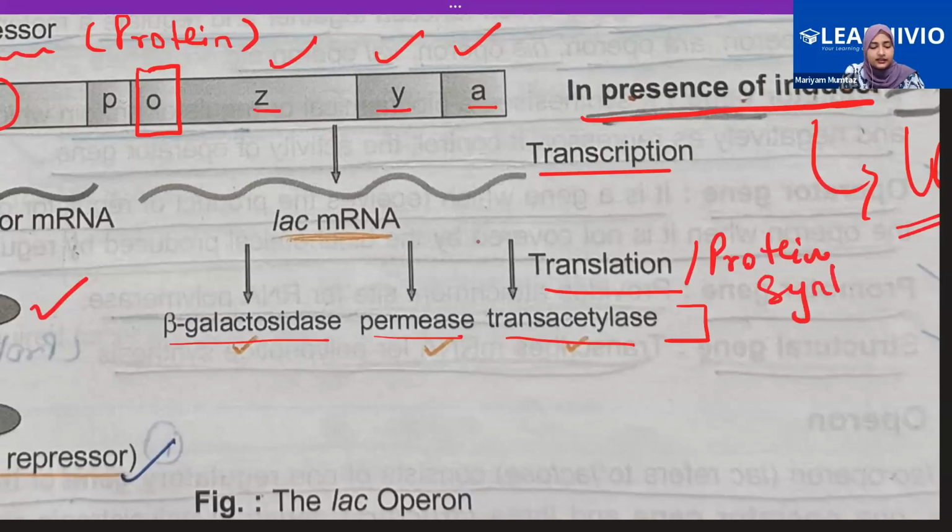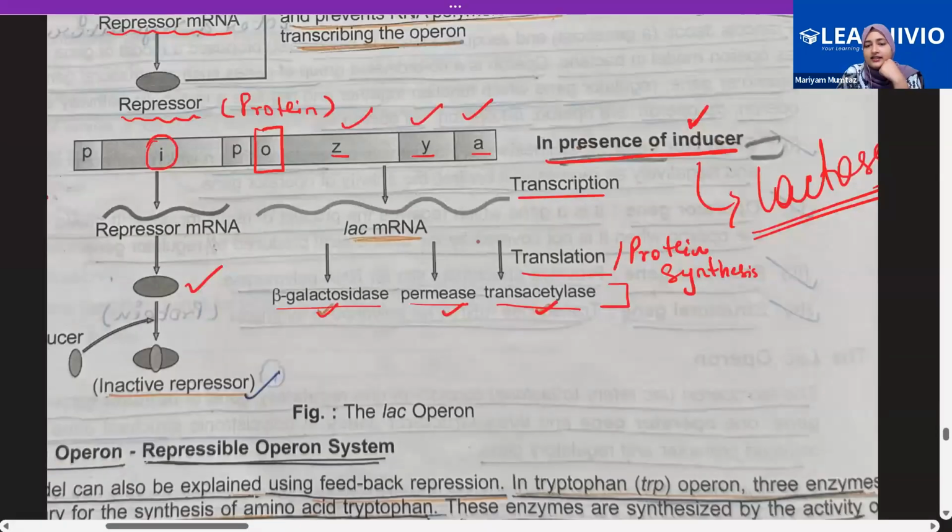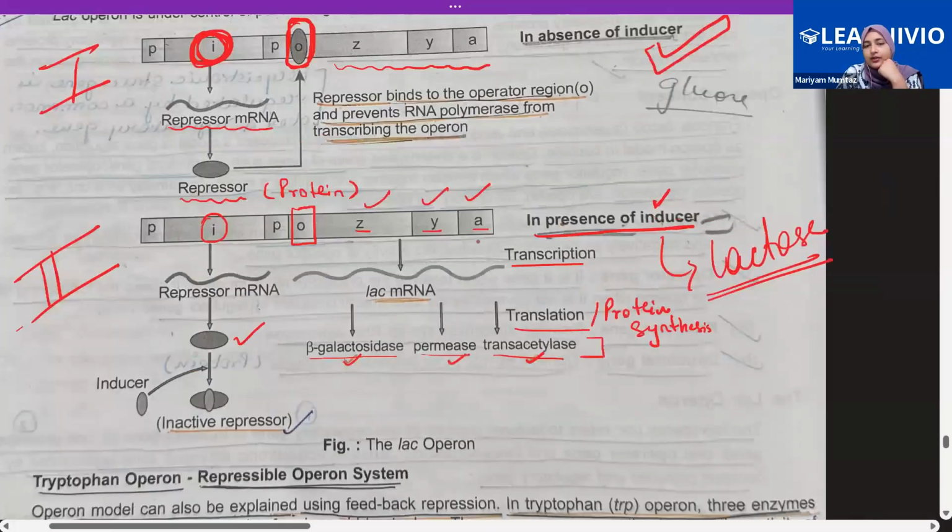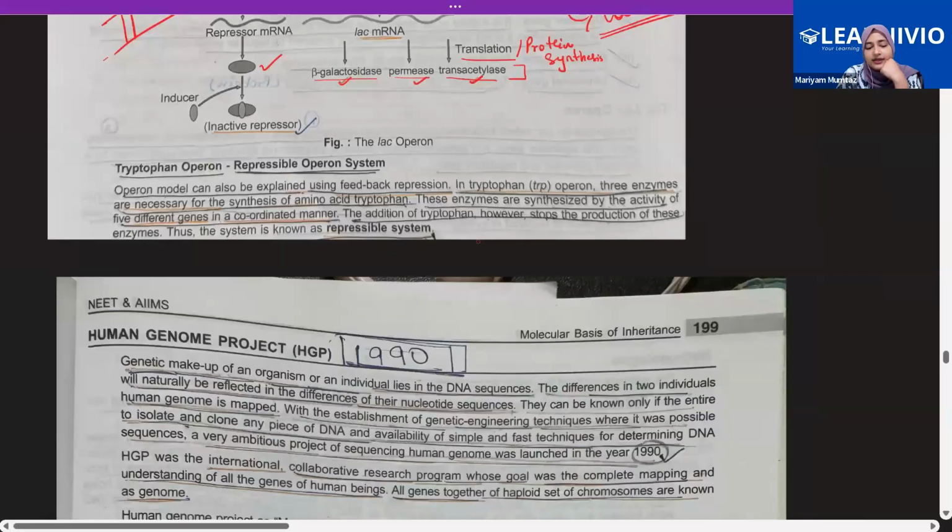So basically during this, what happens is that ultimately these enzymes are supposed to be proteins only. So in order for them to be formed, the translation happens, and translation happens on the RNA. That is why this whole thing is happening. This is your lac operon. Does anyone have any doubts up until now?